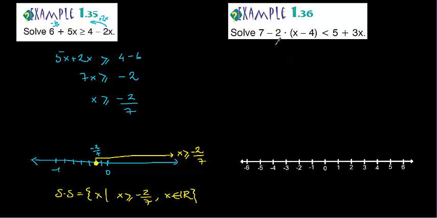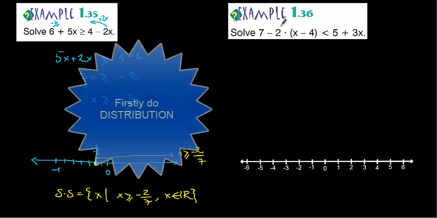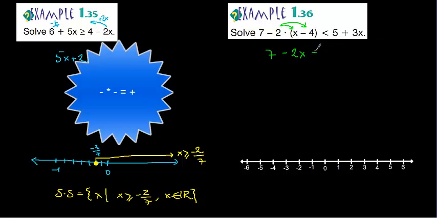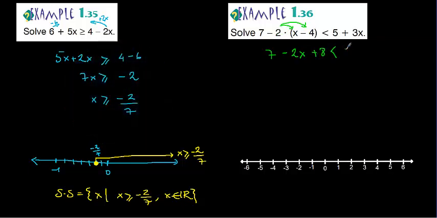For this type of question, firstly, if there is distribution, I explain it in the same way as in the equation part. Firstly, we should do the distribution here. 7 minus 2 times x is equal to minus 2x, and minus 2 times minus 4 is equal to plus 8. You know that one. And 5 plus 3x it must be.